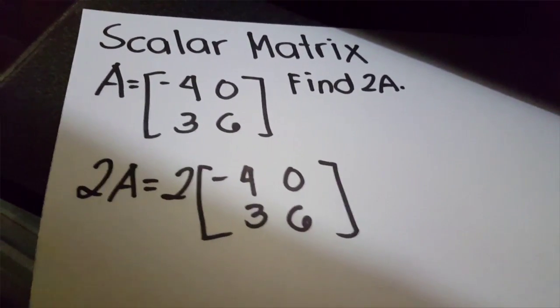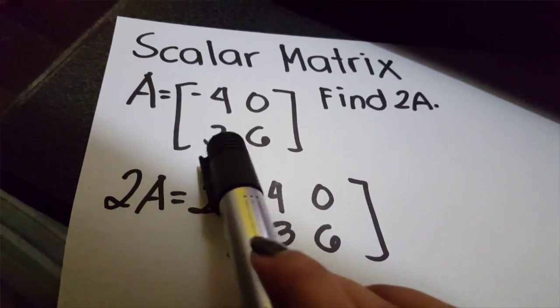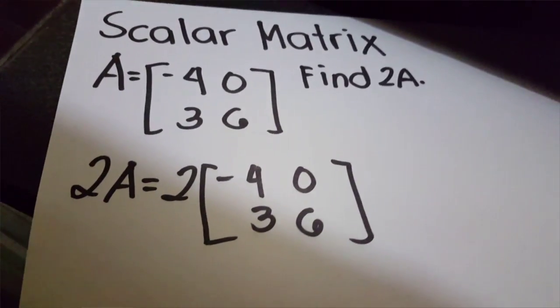Okay, so scalar matrix. Let's say we've got a matrix A. Negative 4, 0, 3, and 6. So, find A.